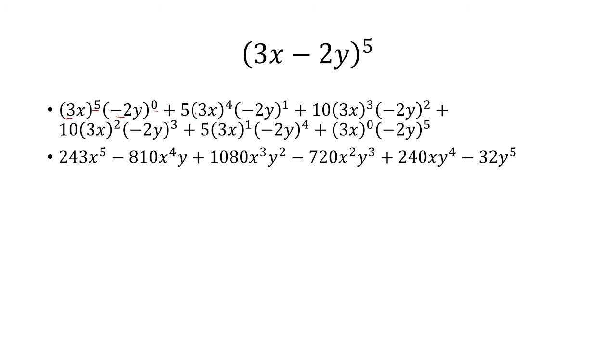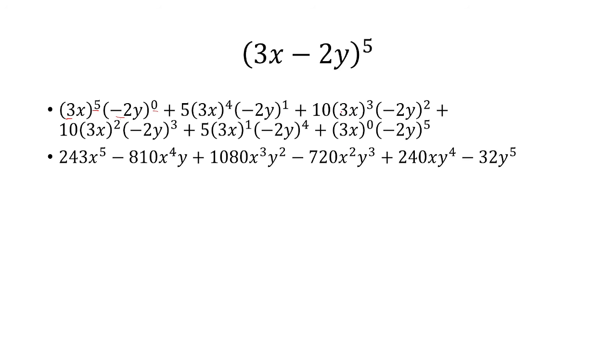The next one, you would do 3 to the fourth. That's 81. And then we have negative 2 to the first is negative 2 times 5. Well, negative 2 times 5 is negative 10. Multiply that by 81, we get negative 810. Okay, and then you just do x to the fourth, y to the first. So you just continue that way.